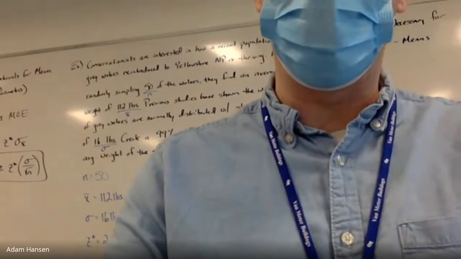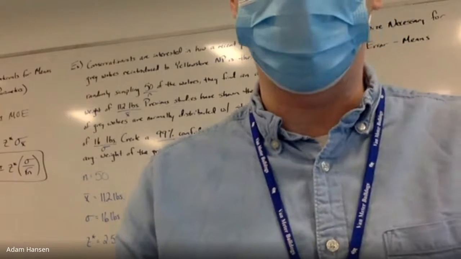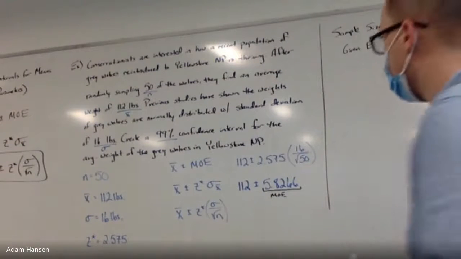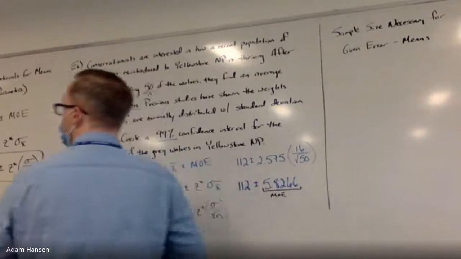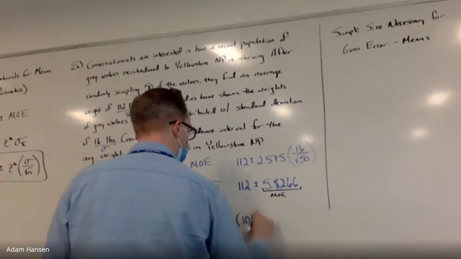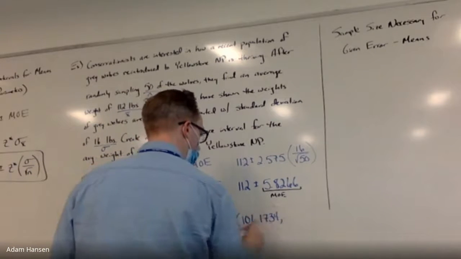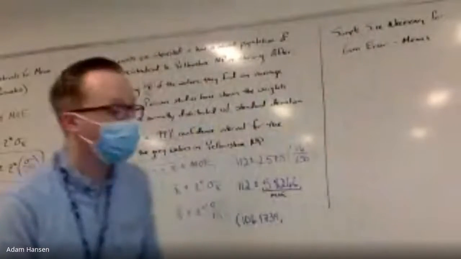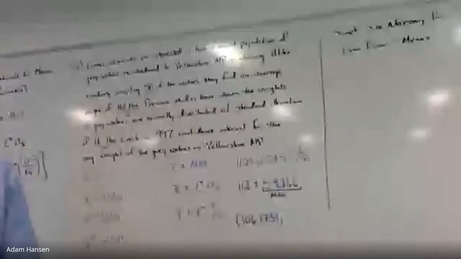So 112 minus the margin of error is 106.1734. And we'll add it to find the right endpoint. 117.8266.